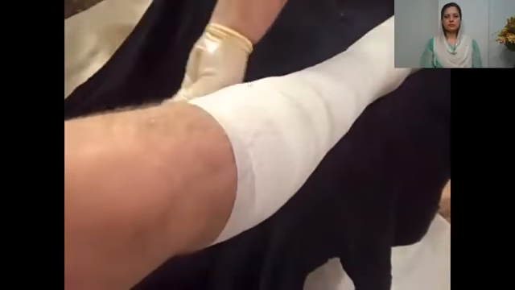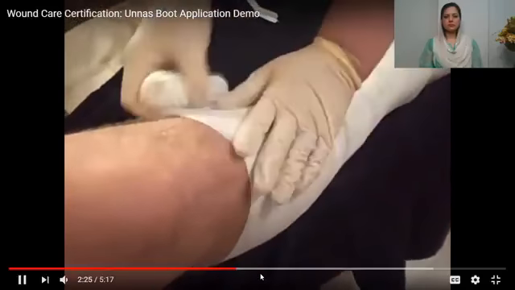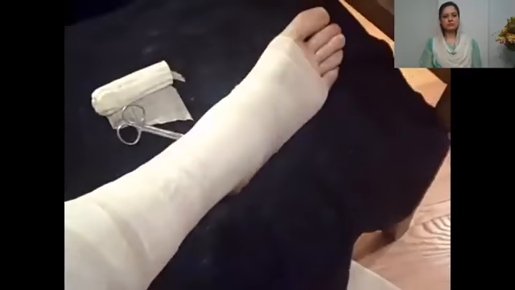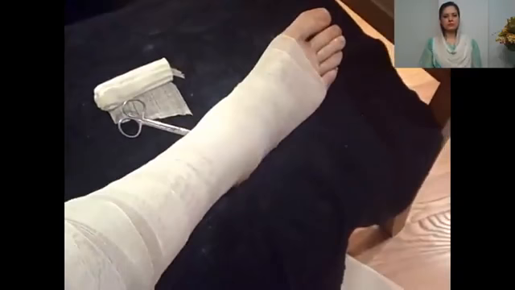How far do you go up? You always want to wrap to about 1 inch below the knee. Any excess that you have, you can go ahead and cut off, and you can secure that because it will actually stick to itself. This one is a zinc oxide base. Oh, okay, wow. So we're wrinkle free. That is great.